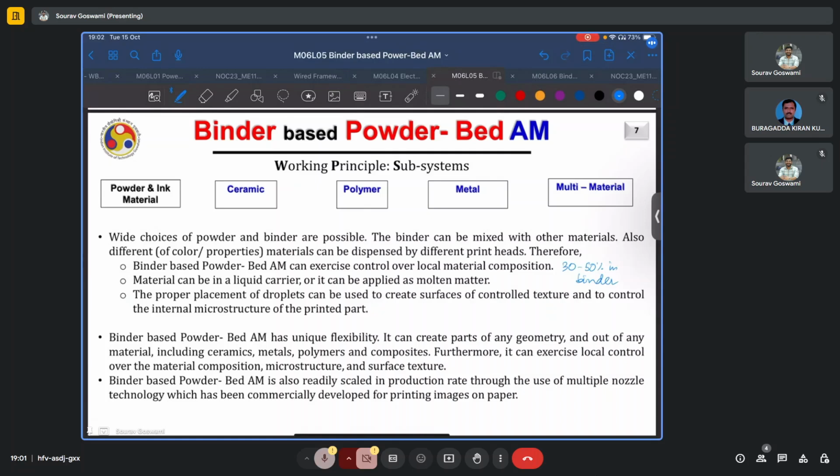The proper placement of droplets can be used to create surfaces of controlled texture and to control the internal microstructure of the printed part. And such processes have unique flexibility. They can create parts of any geometry and out of most materials, including ceramics, metals, polymers, and composites. Further, they can exercise local control over the material composition, microstructure, and even the surface texture. These processes are also readily scalable in production rate through the use of multiple nozzle technology, which has been commercially developed.